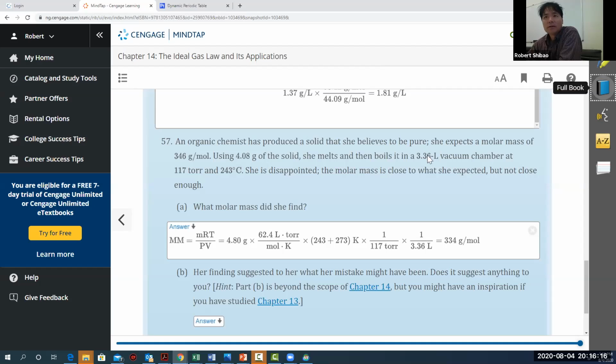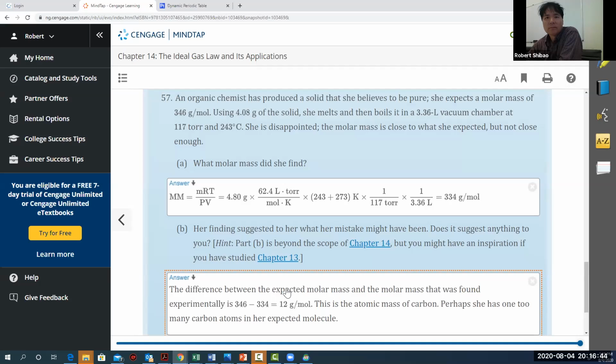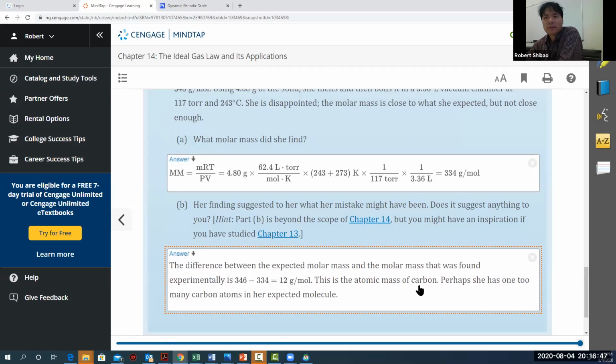Well, there could be a lot of reasons why she's off. Let's see what they said. The difference between the expected molar mass and the molar mass found experimentally was 12. This is the mass of carbon she had. All right, I don't know about this answer, but you can take it for what it's worth. It depends on what the compound is.